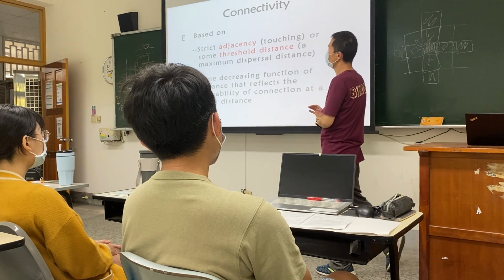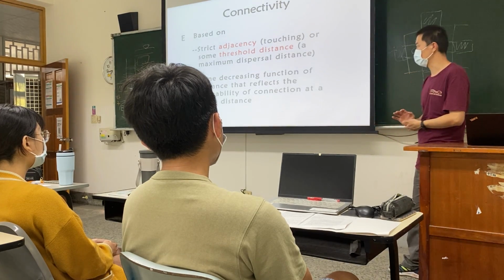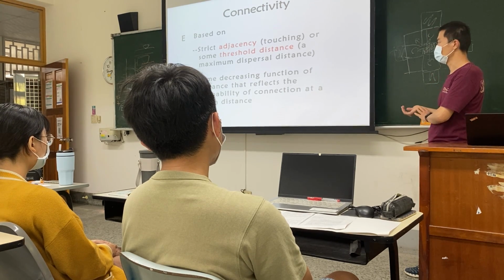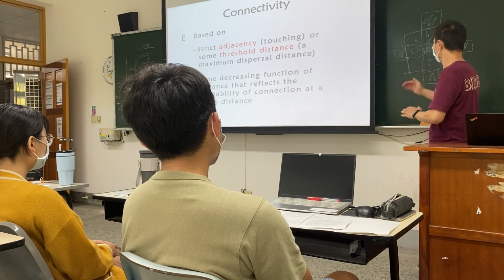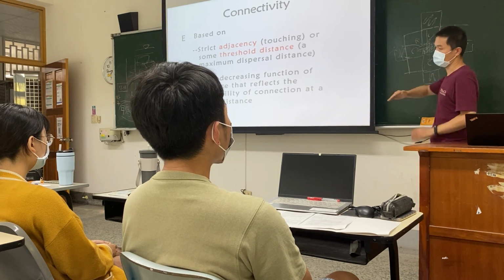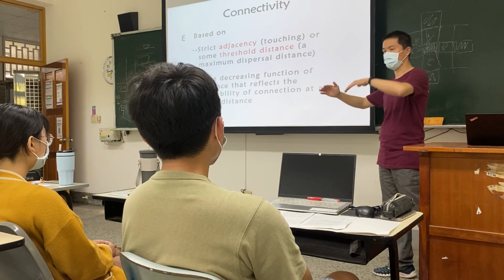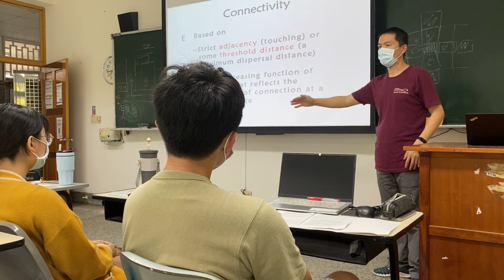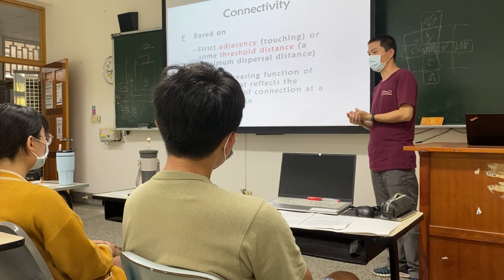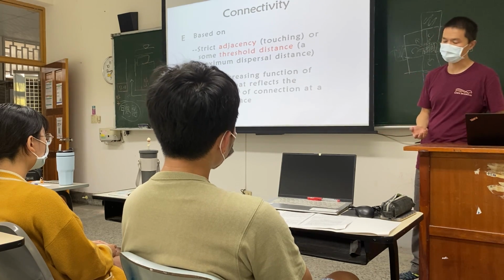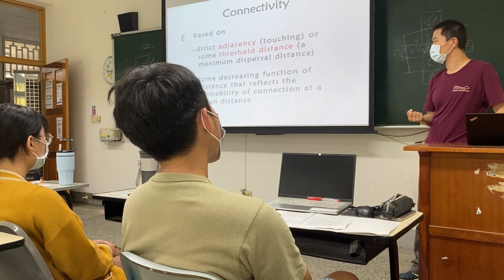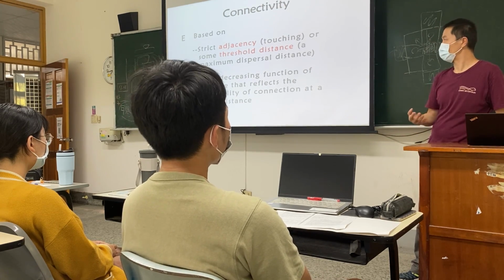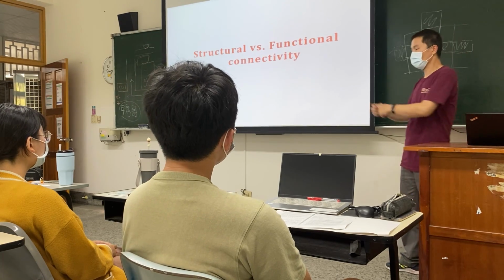Here we mentioned some decreasing function of distance that reflects the probability of connection at a given distance. So if the distance increases, the likelihood will decrease. The problem is, what's the shape of that relationship? Normally it's hard to know, but there are ways we can try to model it and get a better idea.